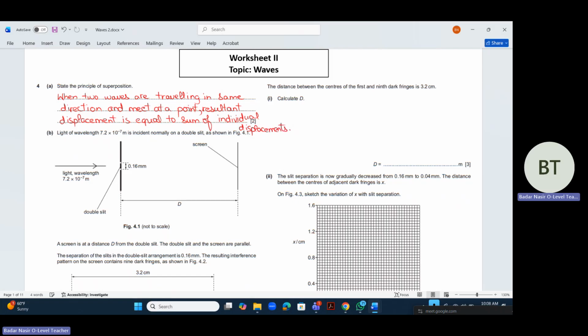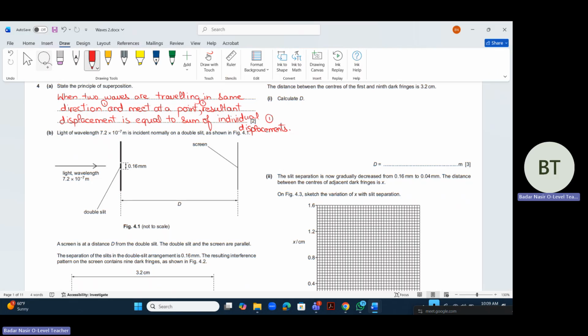Okay, because my size is compact, otherwise this would have fit entirely. Okay, so 1 mark for 2 waves traveling in the same direction and meeting at a point. 1 mark for this, and the other mark is resultant displacement is equal to the sum of the individual displacements, and this is your principle of superposition. So 1 for this and 1 for up till this point.